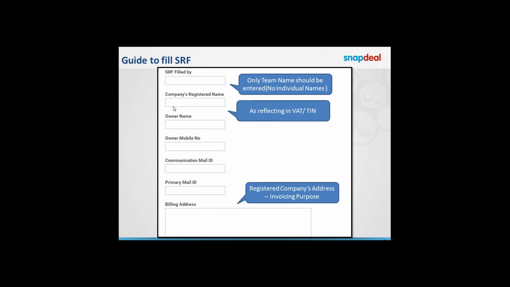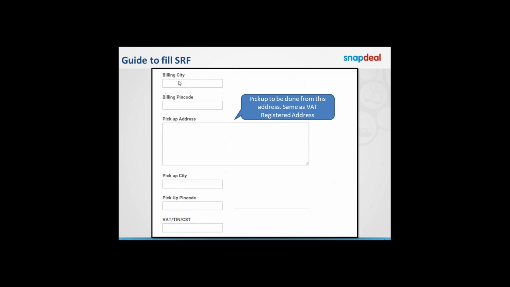You would be required to put your name, the company's registered name as reflecting in VAT TIN, the owner name, the name of the owner of the business, the owner's mobile number, communication mail ID, primary mail ID, and billing address. That is the registered company's address for invoicing purposes, and then billing city and billing pin code. Pickup is to be done from this address, the address from where the seller would like us to pick up his products after packaging. Then pickup city, pickup code, WIT and VAT, TIN, CST information.